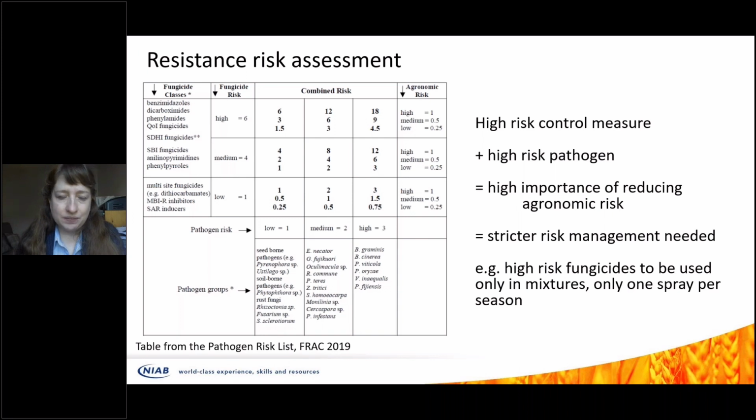So for a high-risk pathogen with a high-risk fungicide, we have to be a bit stricter with the resistance management guidelines. For example, you might be told with a high-risk fungicide, only use it in mixtures, only use one spray per season. But to tailor the resistance management guidelines to the risk level, we need to have a resistance risk assessment for new fungicides before we have resistance.